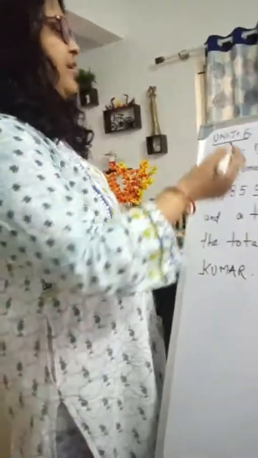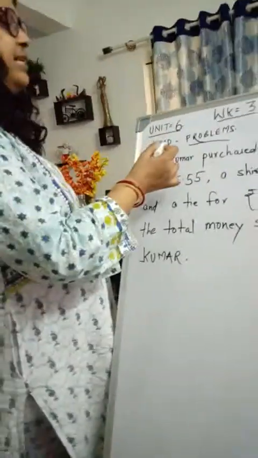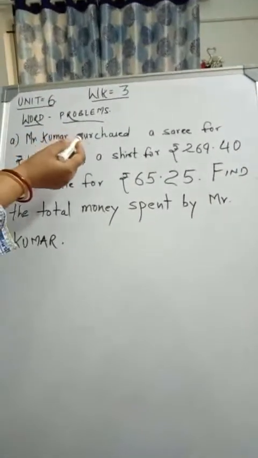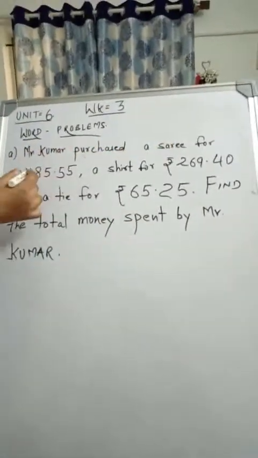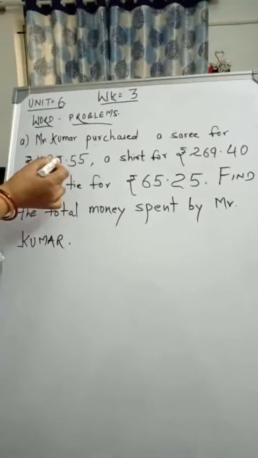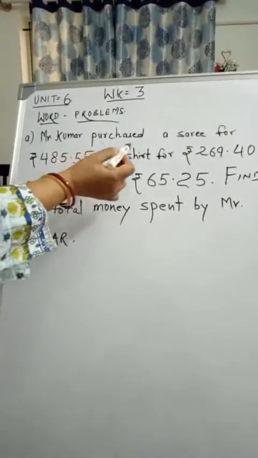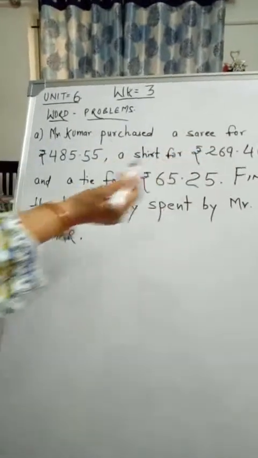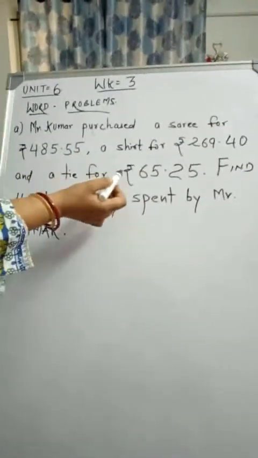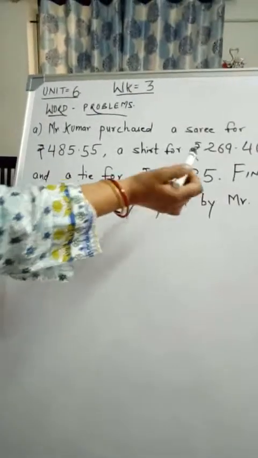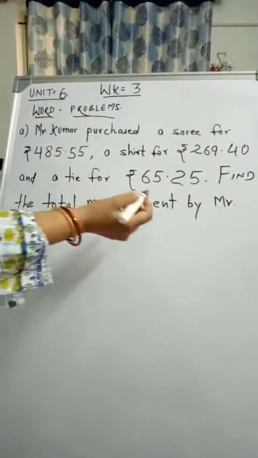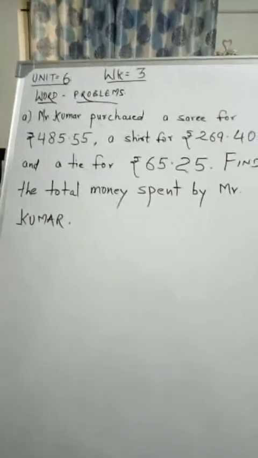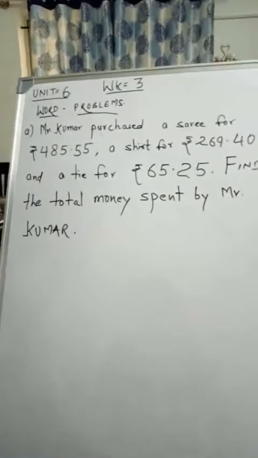Now, children, we will start with unit number 6, word problems. Mr. Kumar purchased a sari for rupees 485.55 and a shirt for rupees 269.40 and a tie for rupees 65.25. Find the total money spent by Mr. Kumar. So here, children, you see that there are some punch lines.